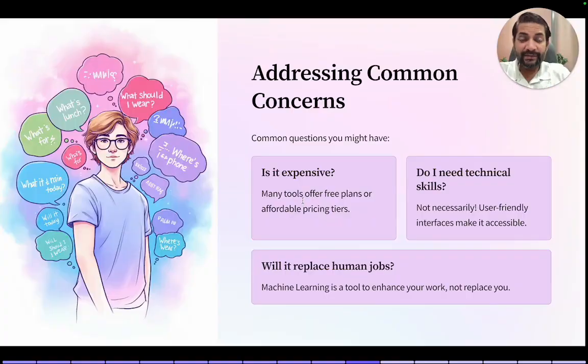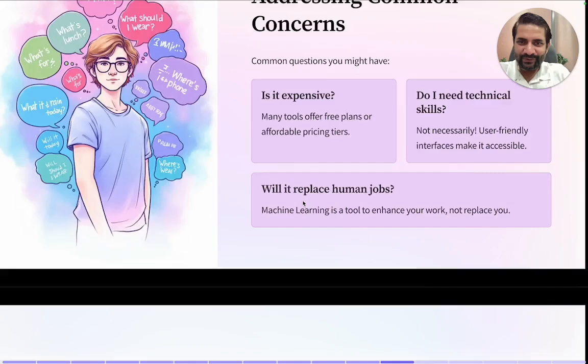rates. Some common questions that you might have: is it expensive? Well, most of the tools offer free plans or affordable pricing tiers. Do you need technical skills? Well, not necessarily. User-friendly interfaces make it accessible, but yes, if you are looking at the email data, some understanding of how emails work and what this data is, your ability to analyze the data sets is crucial. Will it replace human jobs? Well, machine learning is a tool to enhance your work and not replace you.